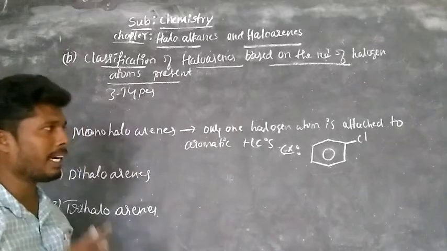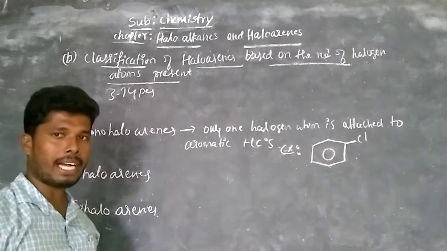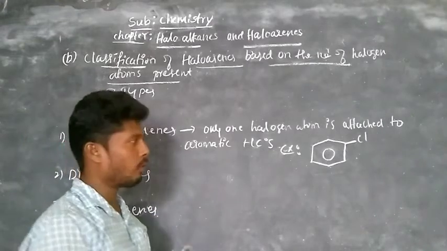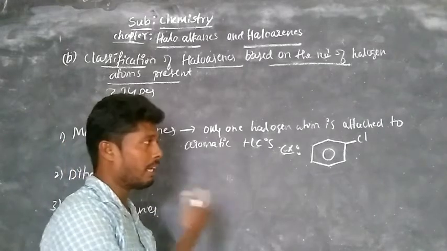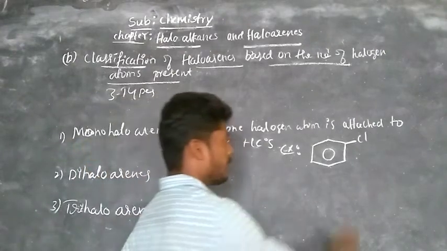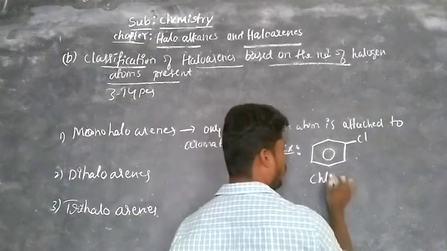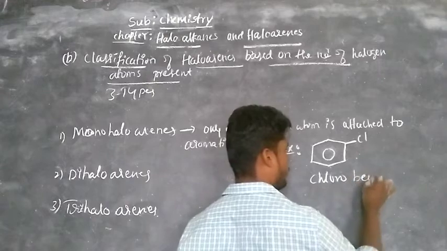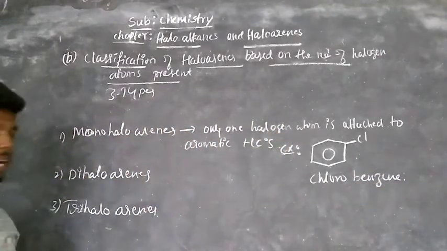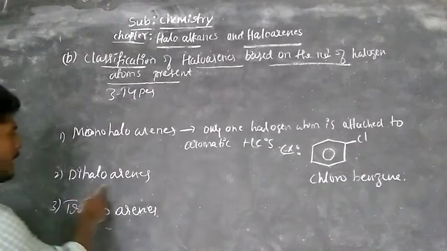You know why I am writing chlorine? Because chlorine is the most reactive among all halogens, and therefore we are giving the preparation only for chlorine. Its name is chlorobenzene. Right, this is an example of a monohalogenated compound.